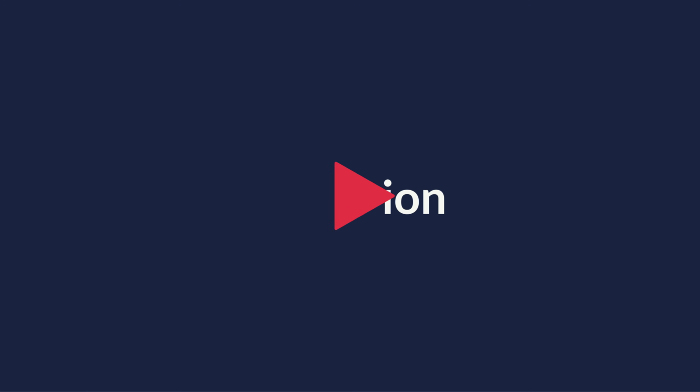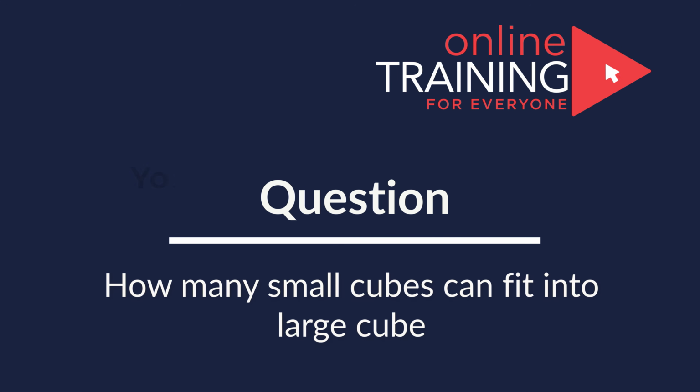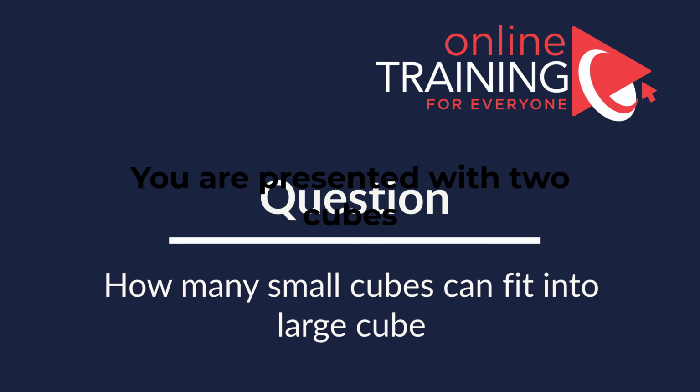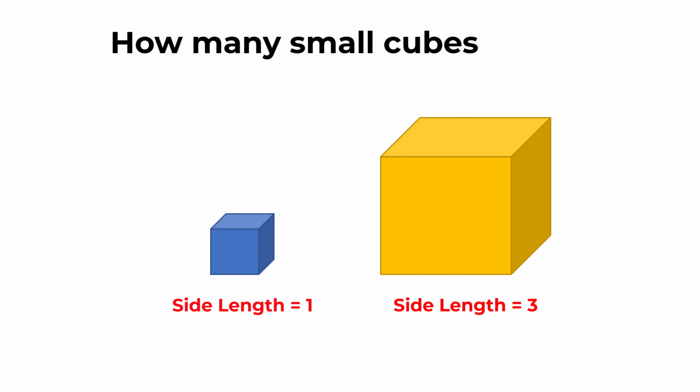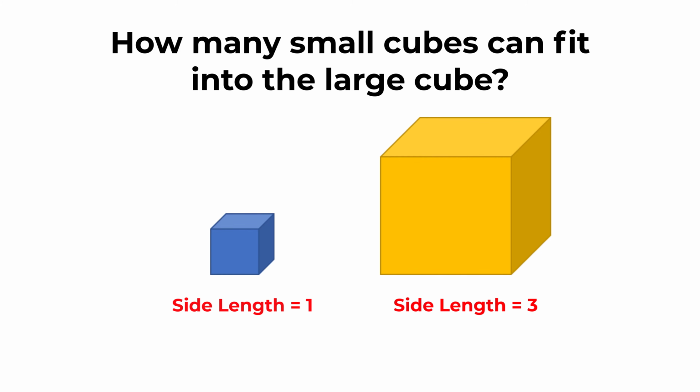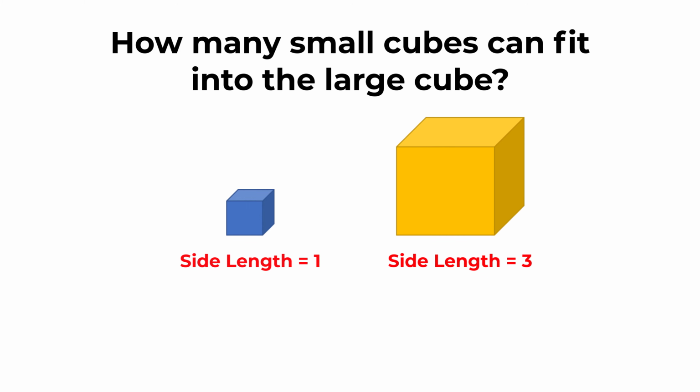Here's a cool question which you frequently see on the test. You're presented with 2 cubes. One cube has a side length equal to 1 unit, and the second cube is a larger cube and it has a side length equal to 3 units. So the question is, how many small cubes can fit into the large cube? And you have 4 different choices. Choice A, 9. Choice B, 18. Choice C, 27. And choice D, 81.